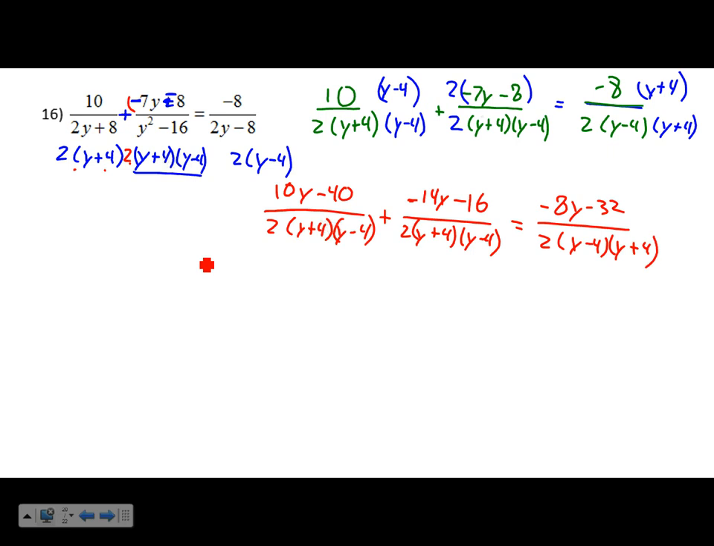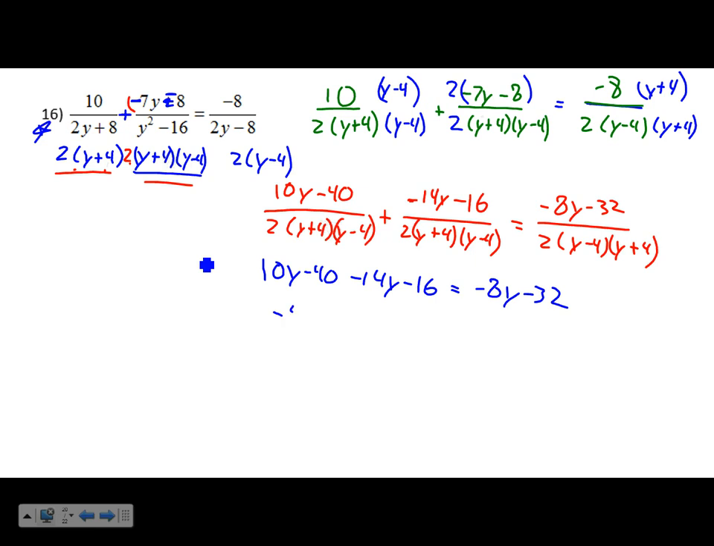Now this one seemed like a pain so far, and it kind of was. Not only did it give me a technical difficulty that I had to work through quick, but it seems hard because we have a lot of factoring. But now if you look, all the denominators are the same. This one's not even a quadratic, so we don't have to factor anything now to solve. We had to factor the denominators, but from here on out, we have 10y minus 40 minus 14y minus 16 is equal to negative 8y minus 32.